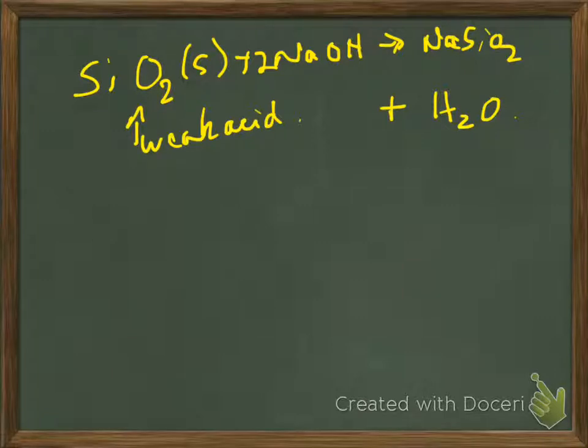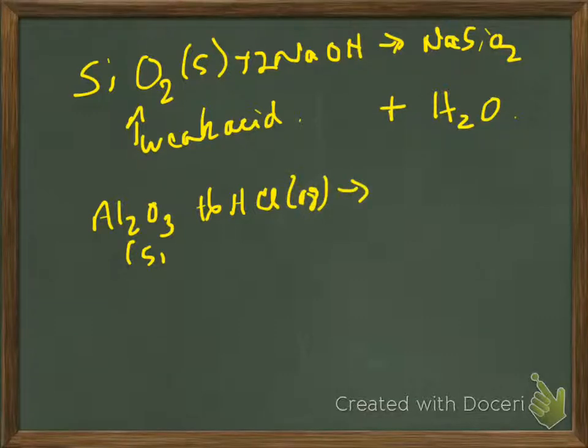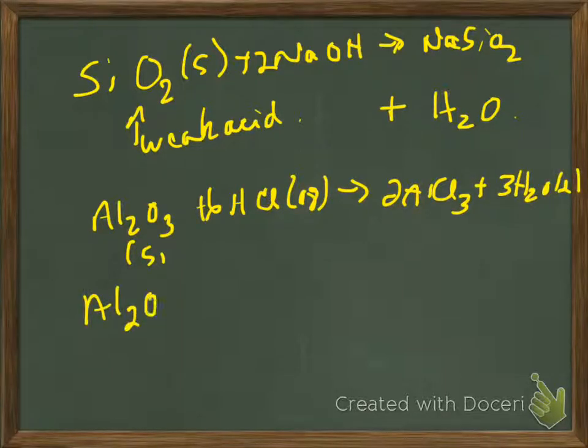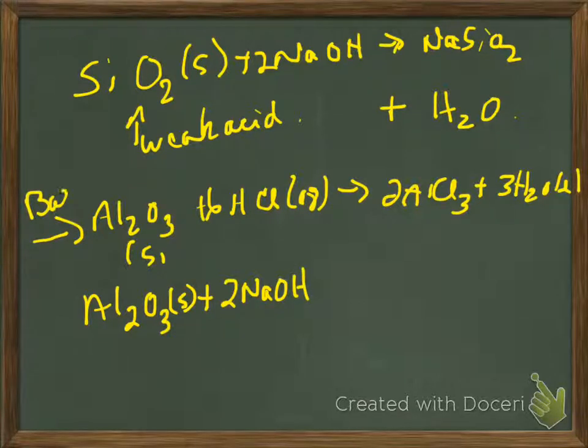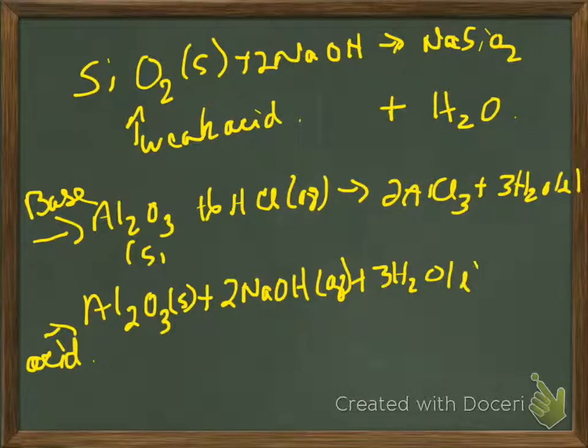And then the aluminum oxide will react with hydrochloric acid. 6 of these. This is a solid. This is aqueous. Goes to aluminum chloride and water. That's when it reacts as a base. Then when it reacts as an acid, oh, excuse me, plus 3 waters. Sorry about that. It goes to make this sodium aluminate.